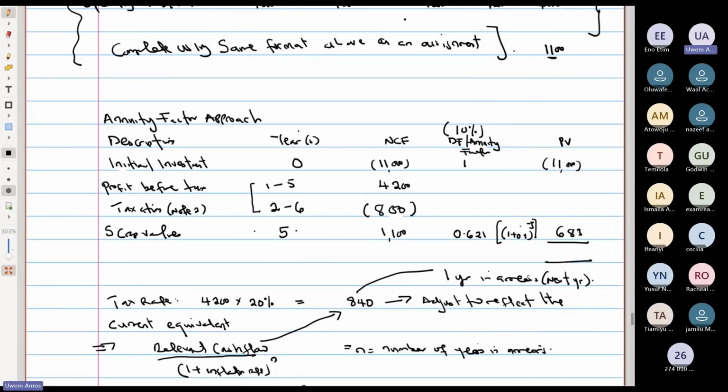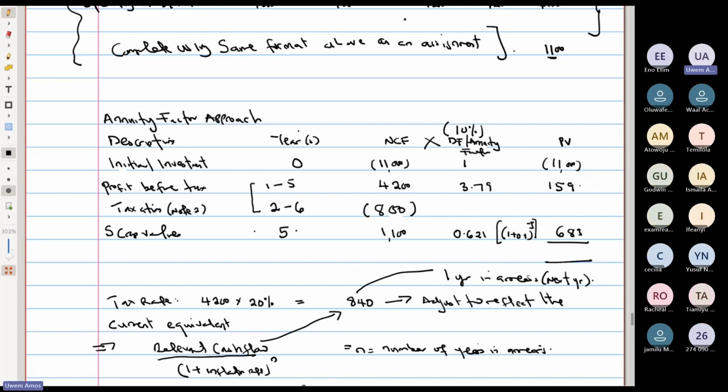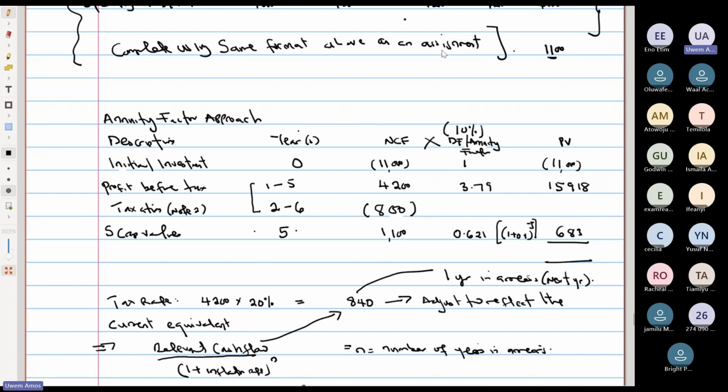So that's 3.79. Okay, so what do we have? 42 multiplied by this, multiplied by 3.79, gives us 15,918. Okay, any question on that annuity factor quickly?